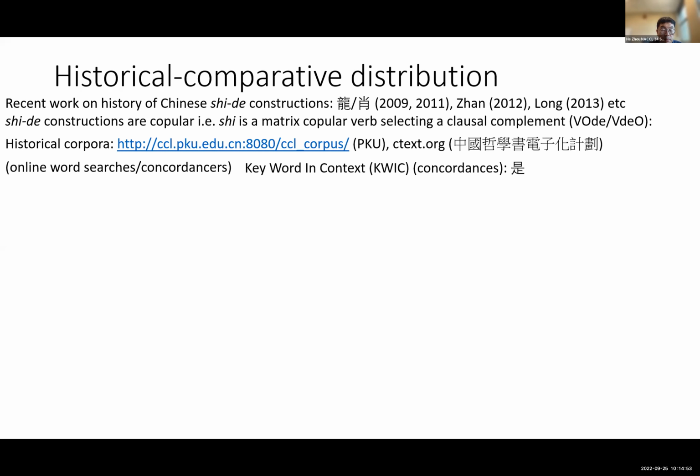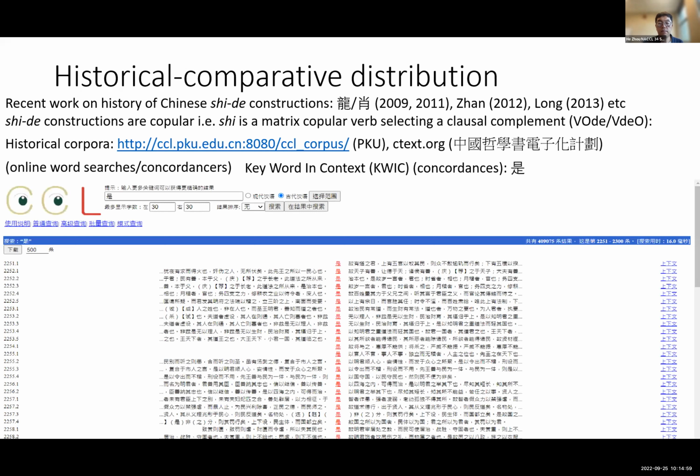The keyword here is 是. We are looking at 是 and the various entries that these corpora give. Here is a screenshot of the PKU corpus, with 是 as the keyword. We've got 30 words to its left and 30 words to its right, so we can track the complements, what comes after it, which may or may not contain the 的 and 个, etc. Here's just one page. As you can see, there are 409,000 entries of 是 in the historical corpus.